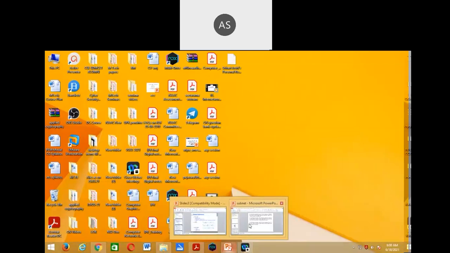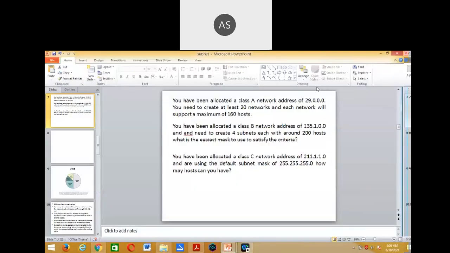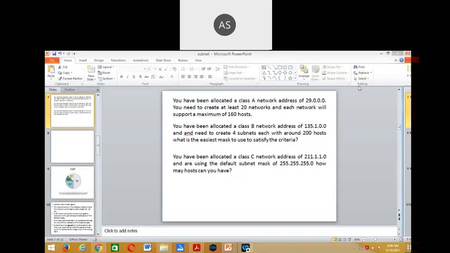Yes. So yesterday we started with subnetting, right? So what actually is subnetting? You know it, right? Subnetting is a technique wherein a big network is broken down into smaller networks, so that the management of the network becomes easy.